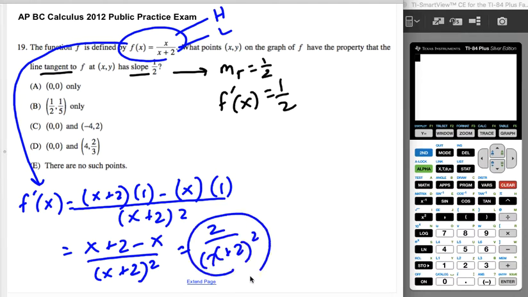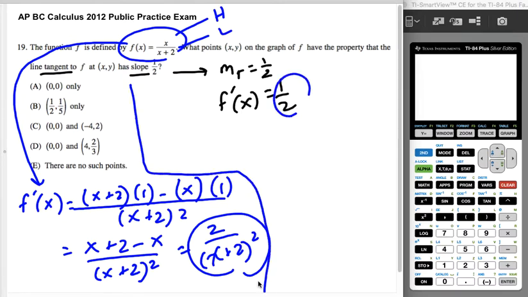So I want when this thing equals 1/2, and that's what I'm going to solve for, right? So 2 over x plus 2 quantity squared equals 1/2. If I cross multiply, I get 4 equals x plus 2 quantity squared. And here's where the trap comes in.